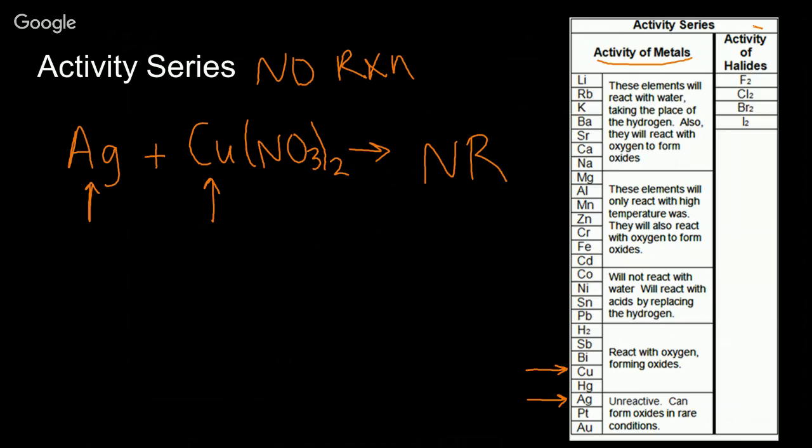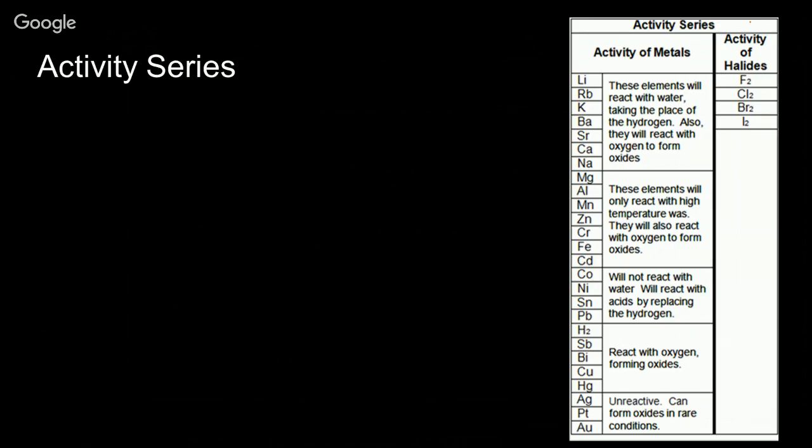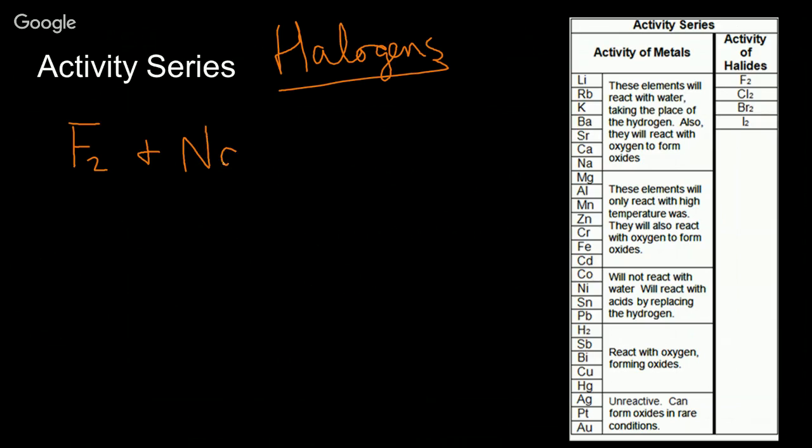Let's go now and look at examples that involve the activity of halides. Okay, so we're going to look at those halogens. In this example, we'll take diatomic fluorine, F2, and see if it reacts with sodium chloride. Now in this case, the element that's by itself is fluorine, which is a nonmetal. So we have to compare that to another nonmetal in this reaction, which would be the chloride. So our question is, is fluorine more active than chlorine?